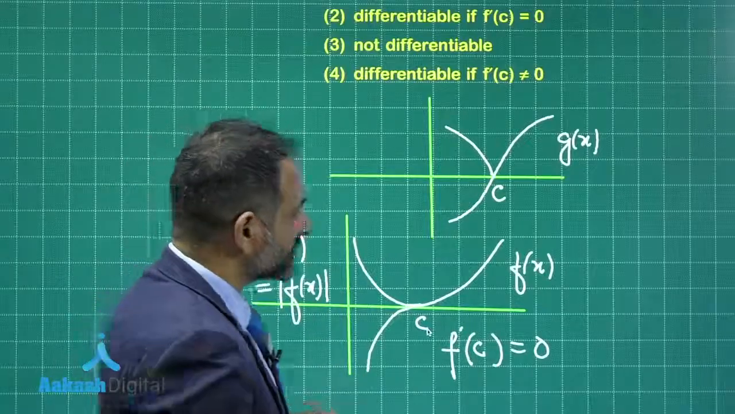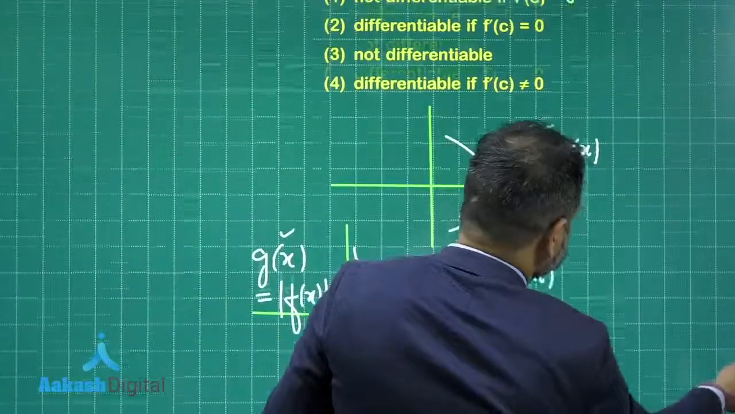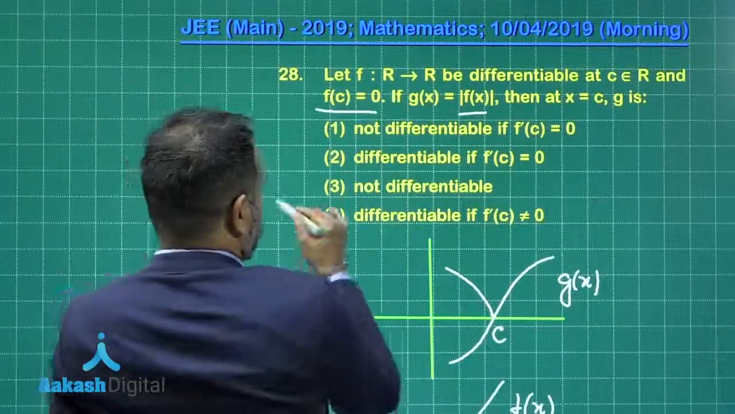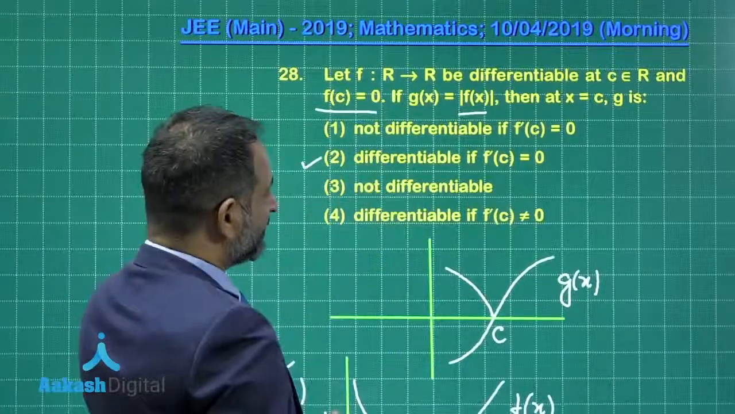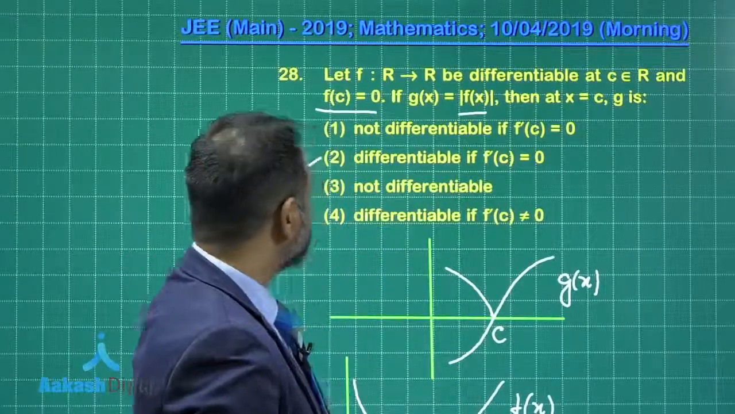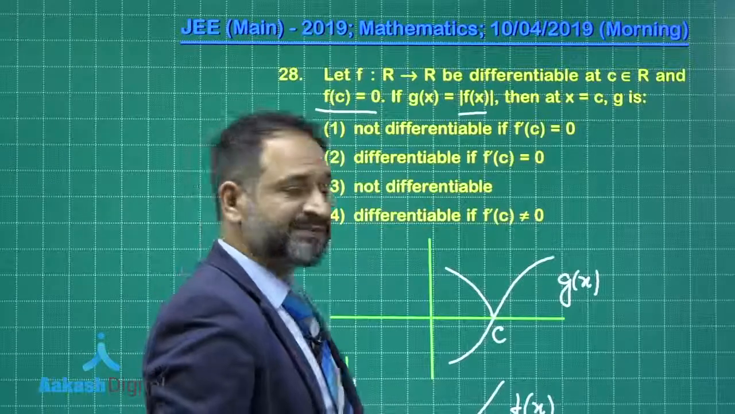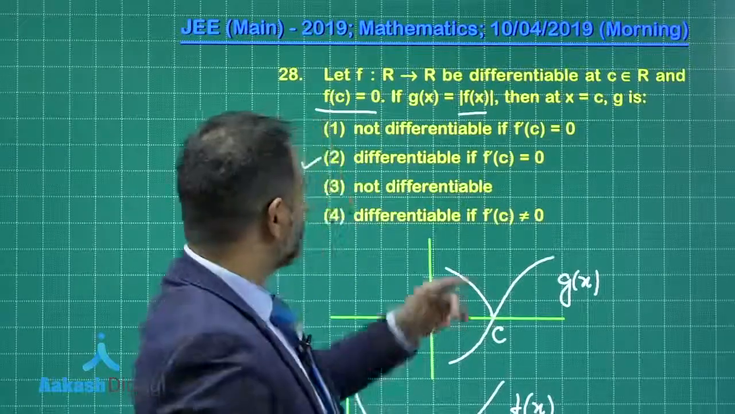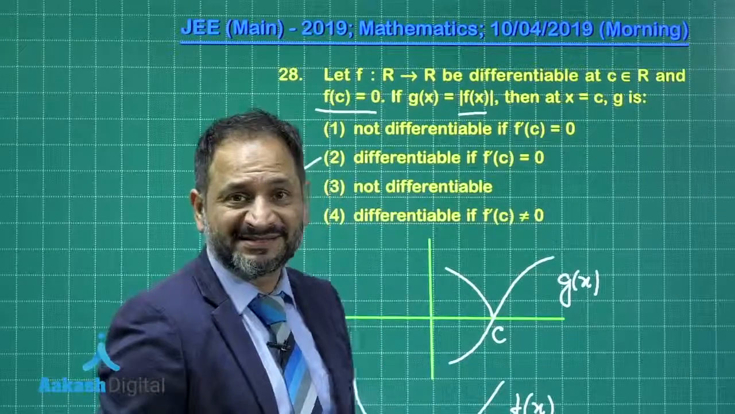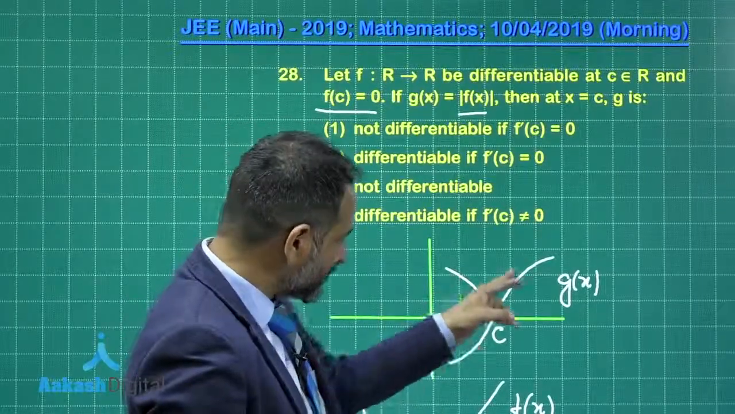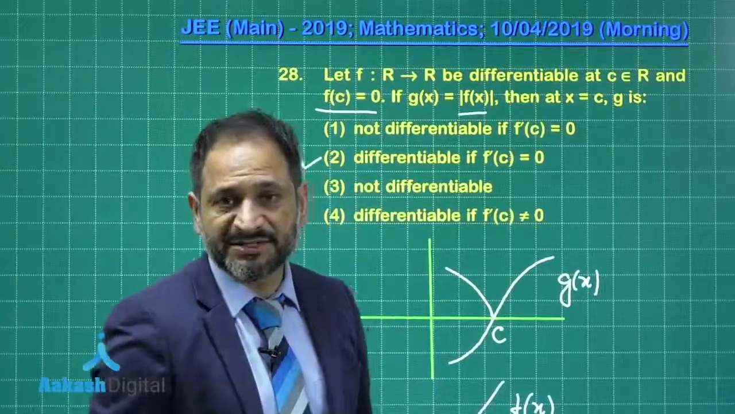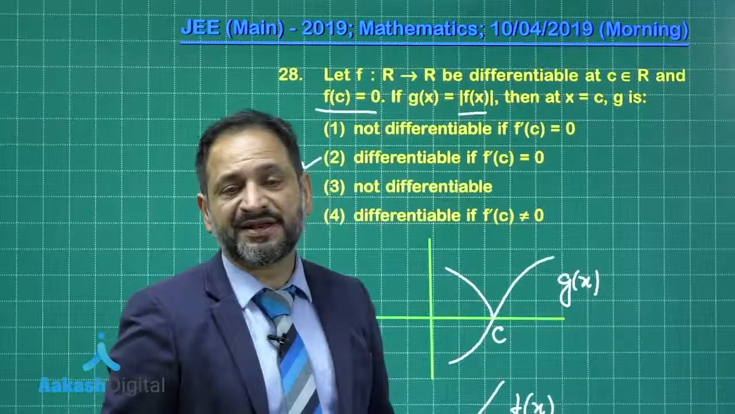So the option which is correct here for us is option number second. If the function f is having derivative at c equal to 0, then the function g of x will be differentiable. If the function is having a positive or negative value of the derivative at c, then definitely there is going to be a sharp turn and the function g will not be differentiable. So let us move to the next problem.